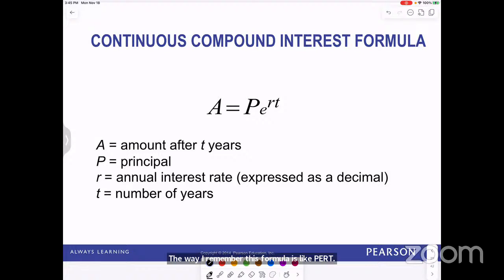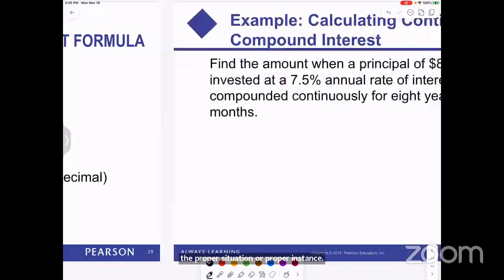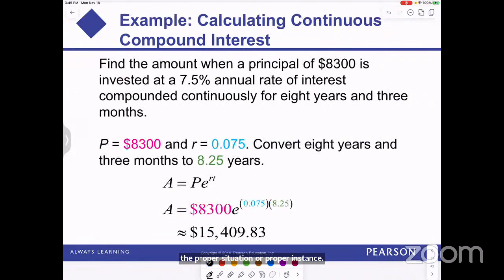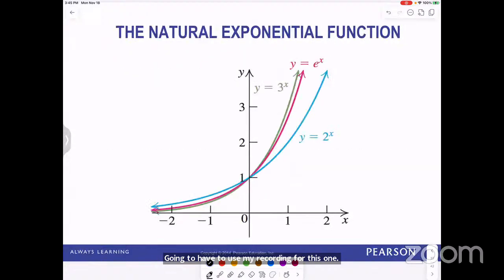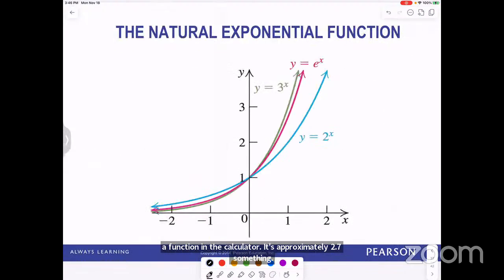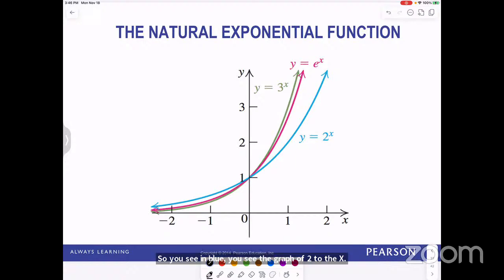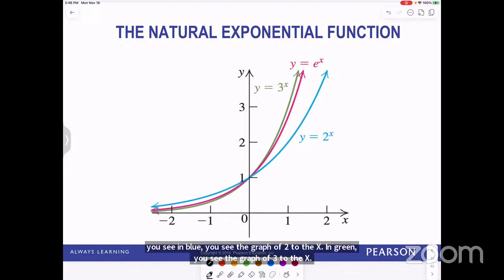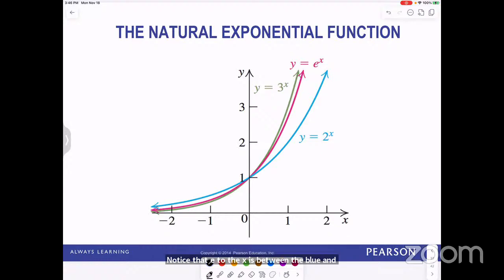I don't expect you to memorize these formulas. I just expect you to know which formula to use given the proper situation. I'm going to have to use my recording for this one. And so e, again, is a function in the calculator. It's approximately 2.7 something. You see in blue the graph of 2 to the x, and in green the graph of 3 to the x. Notice that e to the x is between the blue and the green, but fairly close to the green, because it's approximately 2.7 something.